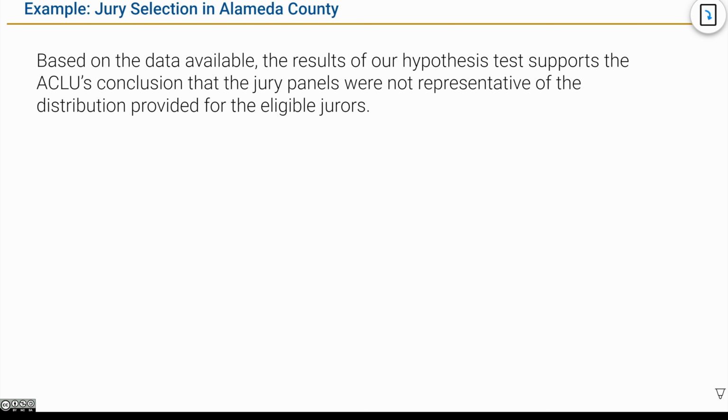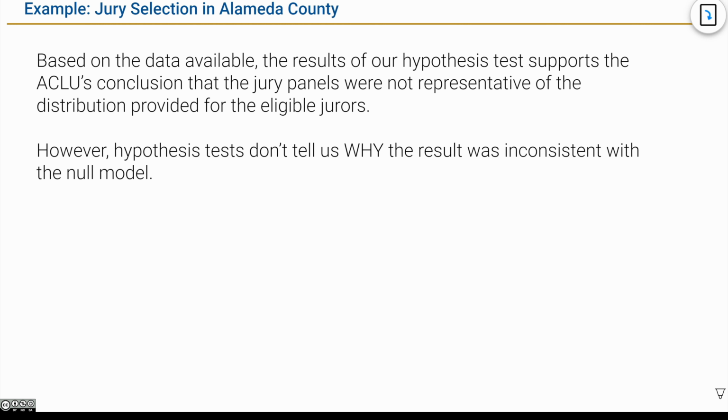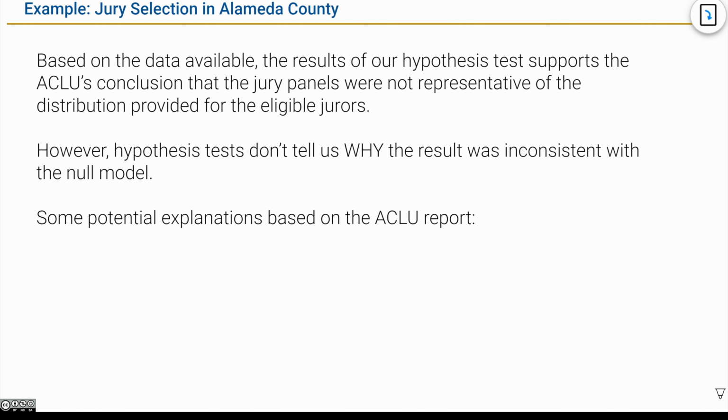So this does tell us that our results support the ACLU's conclusion that the jury panels were not representative of the distribution provided for the eligible jurors. But it doesn't tell us why. And this is where, as data scientists, we need to be very careful as well as cognizant of all the factors that affected this result. So the ACLU went into a much deeper investigation into this, and there were some factors that they found that likely led to this discrepancy.